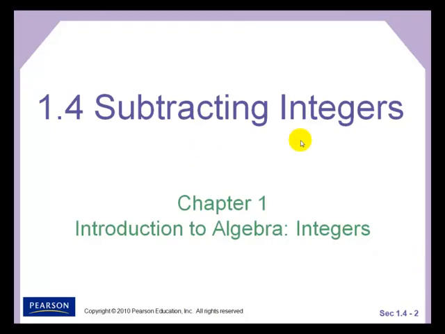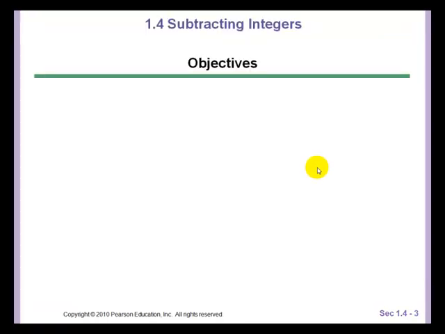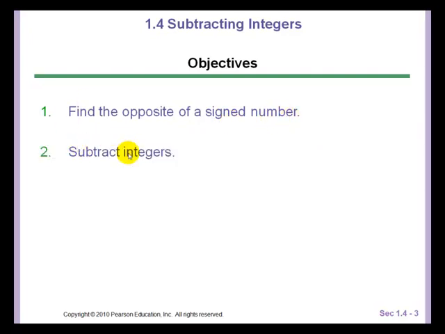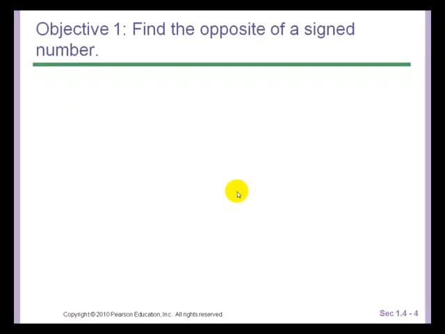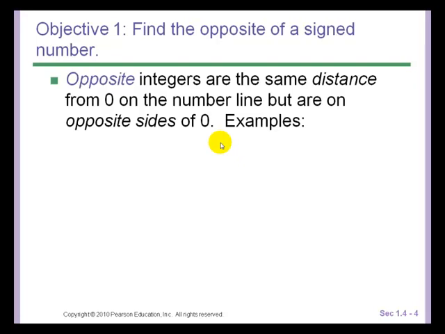Today we are doing 1.4, subtracting integers. Our objectives. First, we will find the opposite of a signed number. Second, we will subtract integers. And third, we will combine adding and subtracting of integers. Objective 1. Find the opposite of a signed number.